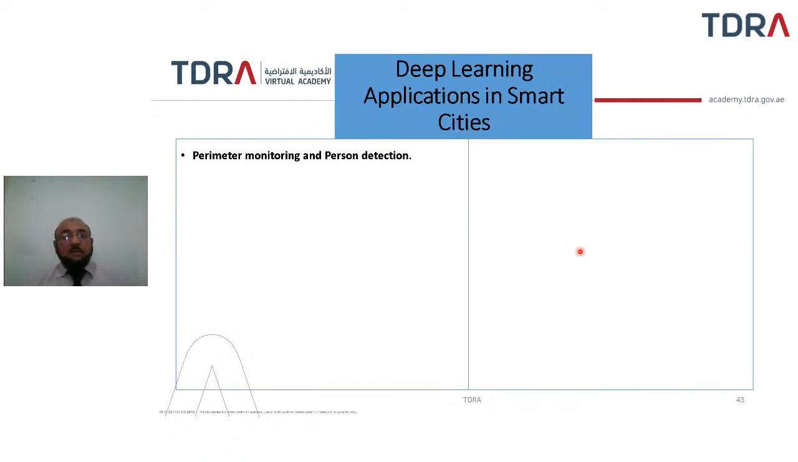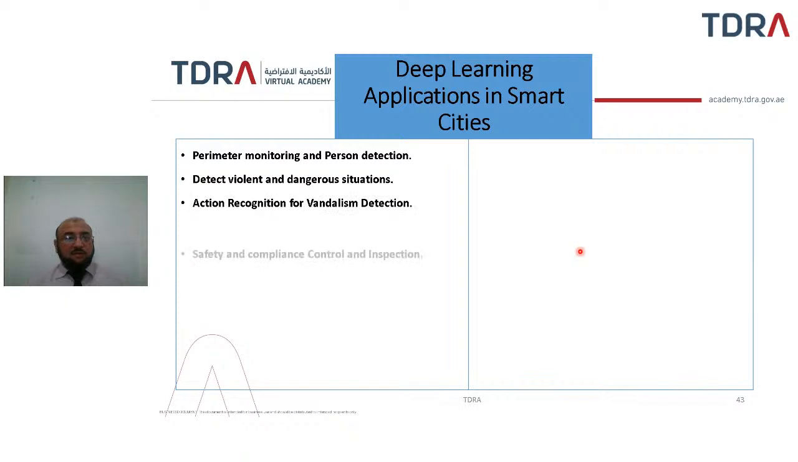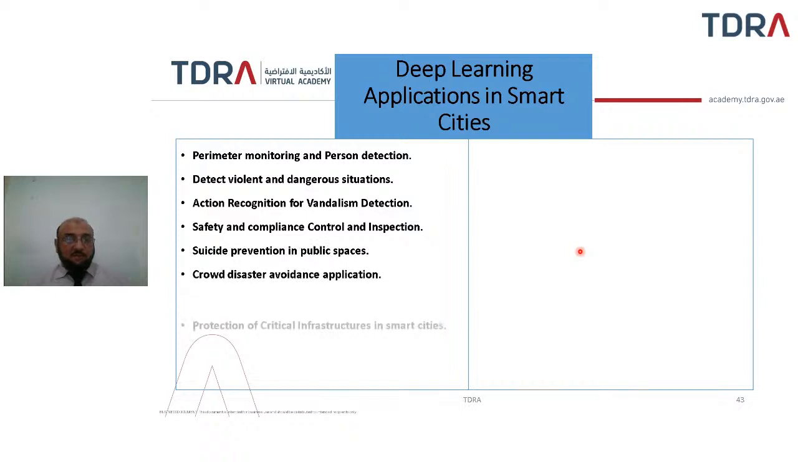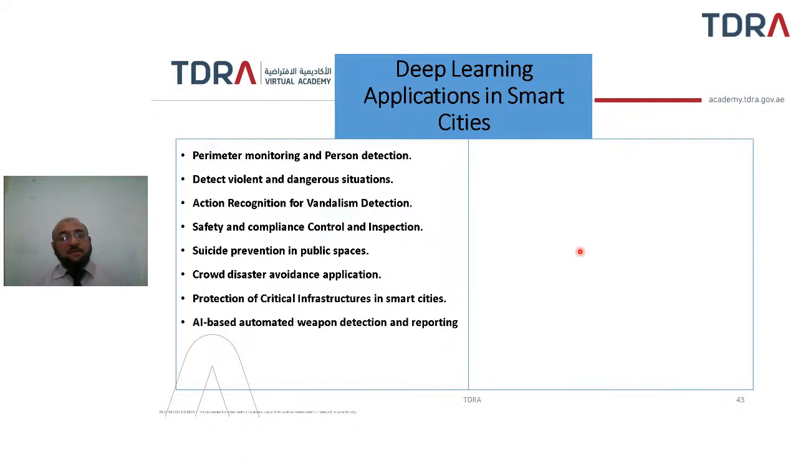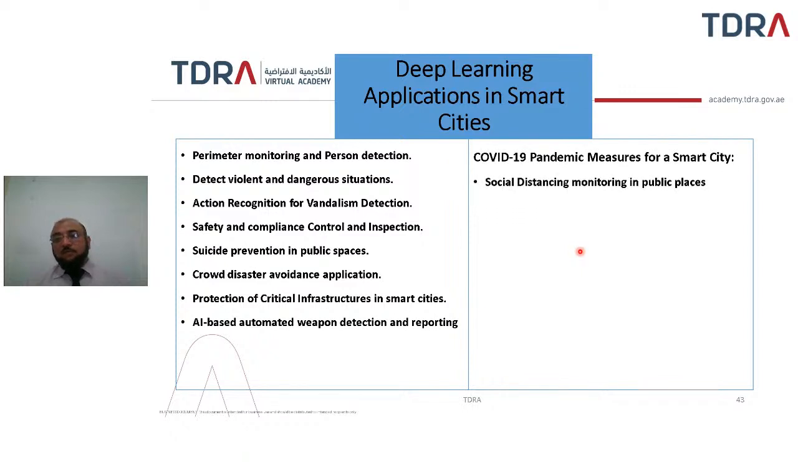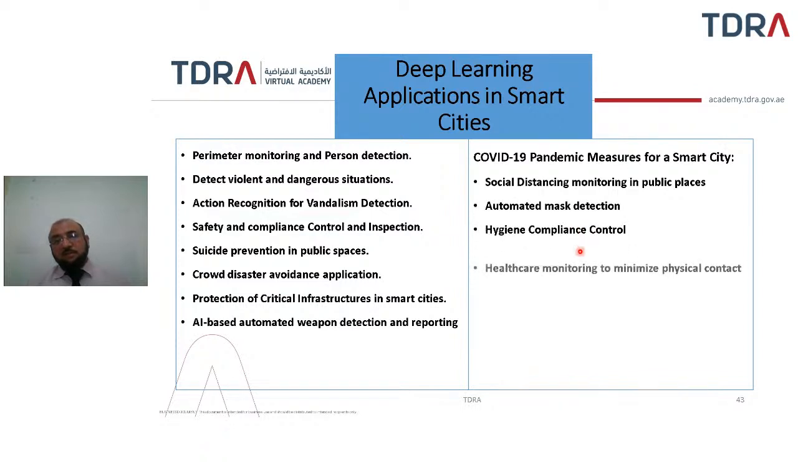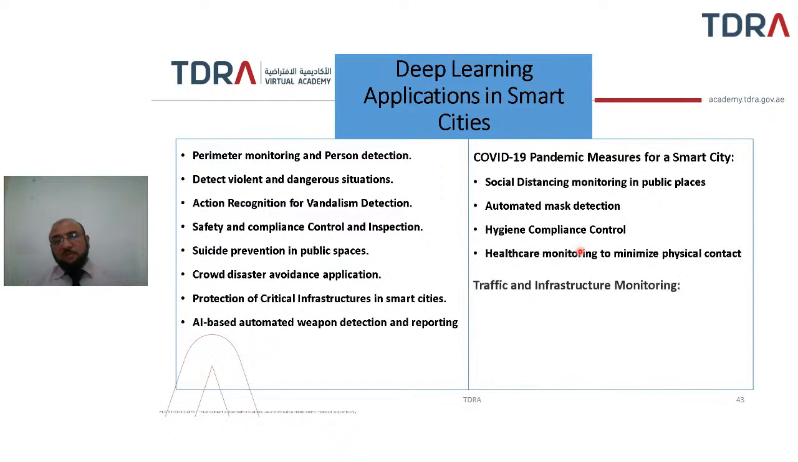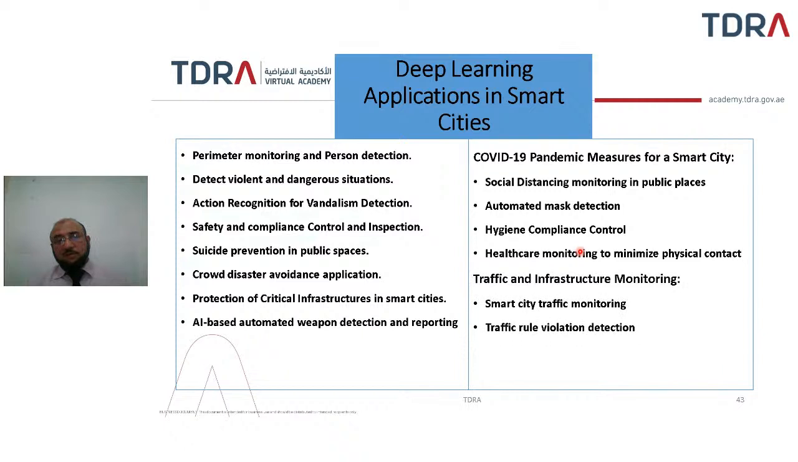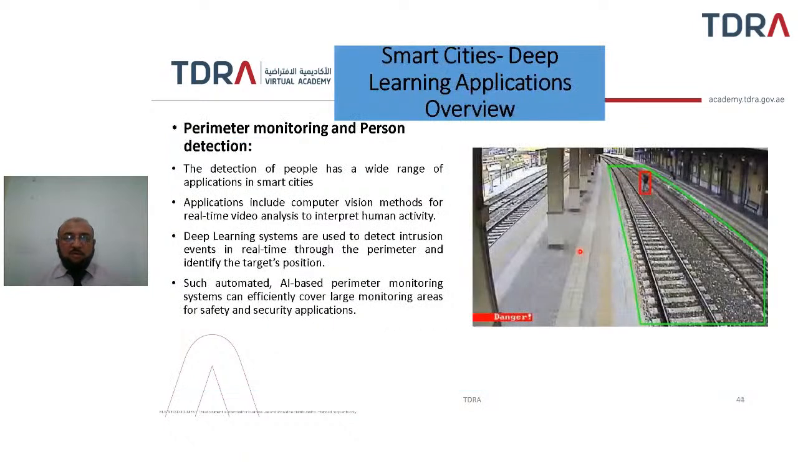Now we will discuss some applications of smart cities. Perimeter monitoring and person detection, detecting violent and dangerous situations, action recognition for vandalism, safety and compliance control inspection, suicide prevention in public places, crowd disaster avoidance, protection of critical infrastructure in smart cities. Then we have AI-based automated weapon detection reporting. Then COVID-19 pandemic measures for smart cities: social distancing monitoring in public places, automated mask detection, hygiene compliance control, healthcare monitoring to minimize physical contact, traffic and infrastructure monitoring, monitoring traffic rules violation and roadside surveillance, and parking lot occupancy detection.